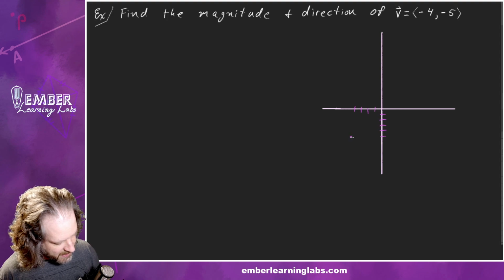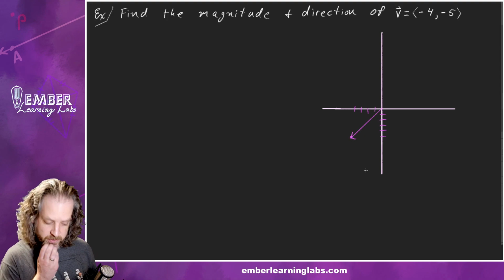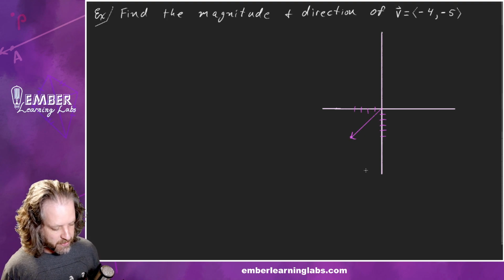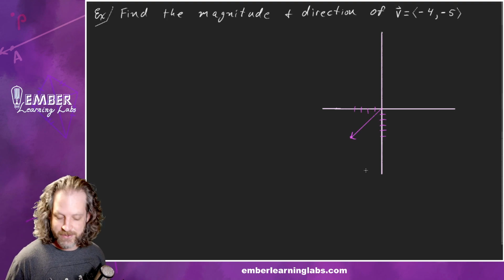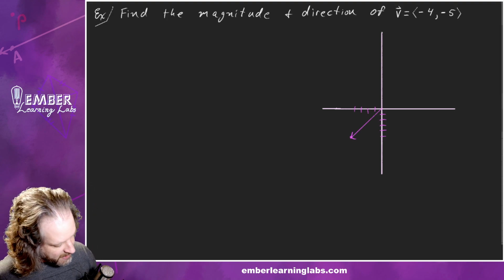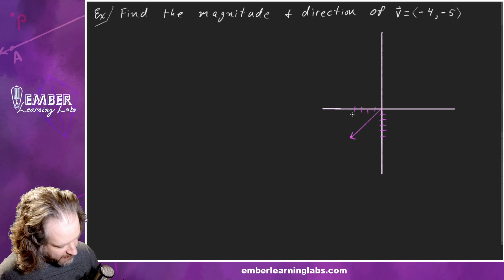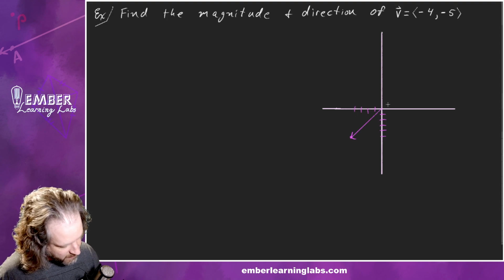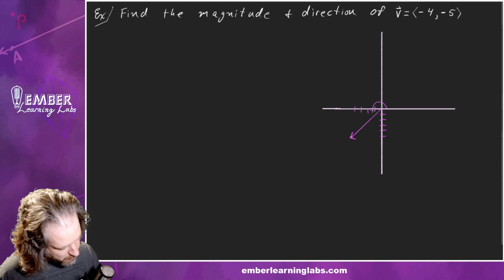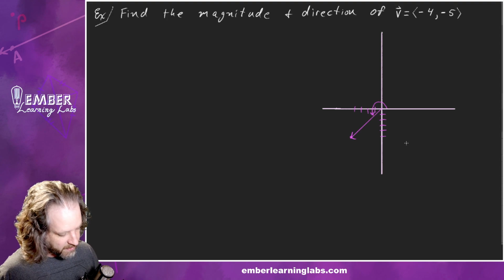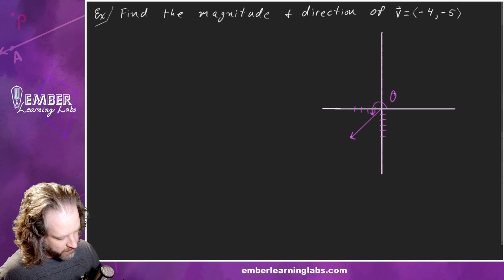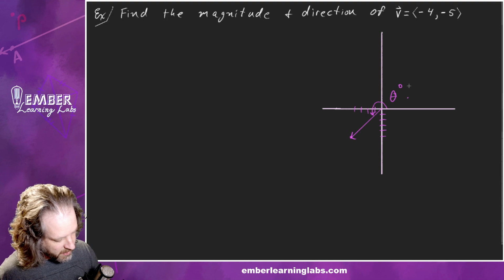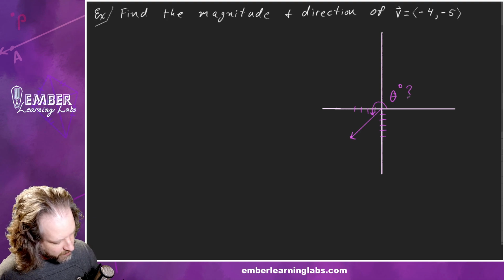So it is sitting right here. The vector looks like this. We need to find the individual components, and this is where our trigonometry is going to come in. We need to find this distance all the way around there to find the angle. So we need to find that angle, and then we also need to find this distance d.